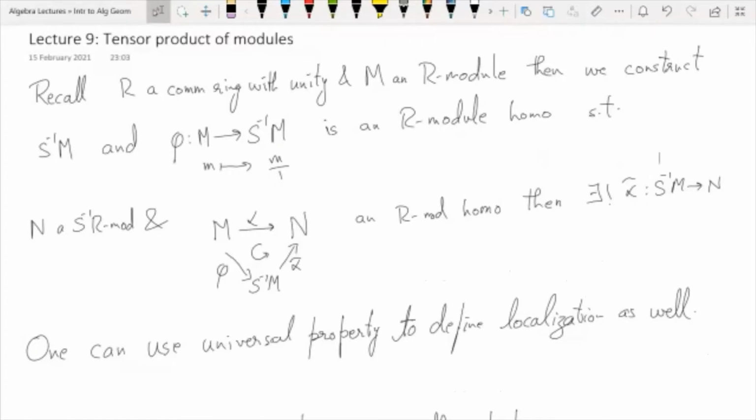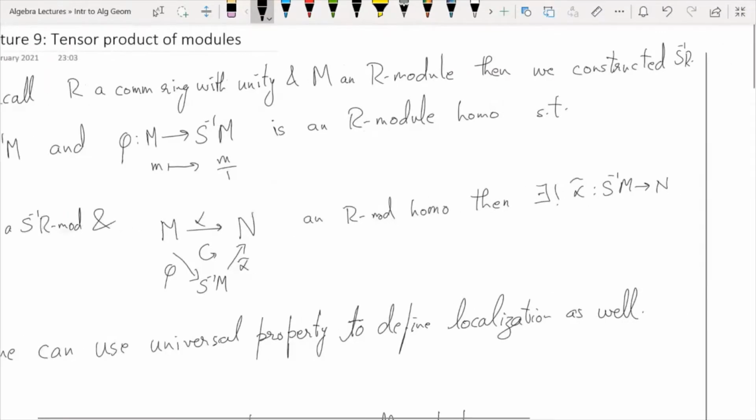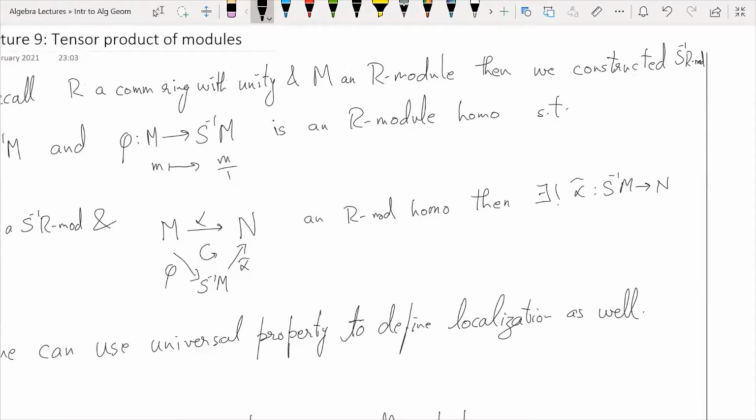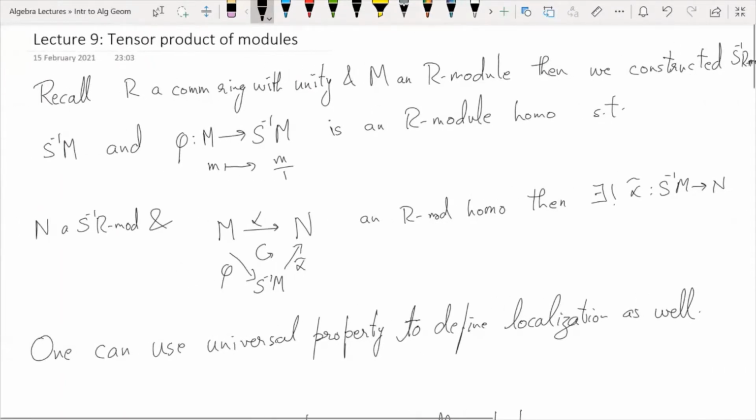So let R be a commutative ring with unity. This will be the case throughout this course. All the rings we'll consider will be commutative rings with unity, and M an R module. Then we constructed S inverse M. So we constructed the module S inverse M. This was actually an S inverse R module.